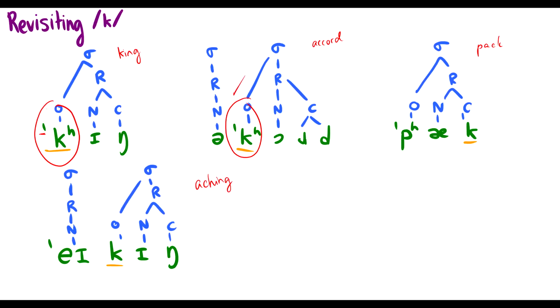In the third example, this k is in the coda, so there's no aspiration. However, this p here has stress and it's in the onset, so we aspirate the p. Okay, what about primary stress here? It's in the onset, but there's no stress. The stress is on the first syllable, so we don't aspirate it. So there's two conditions for aspiration for k's, p's, and t's. It has to be in the onset of a syllable, and it needs primary stress.